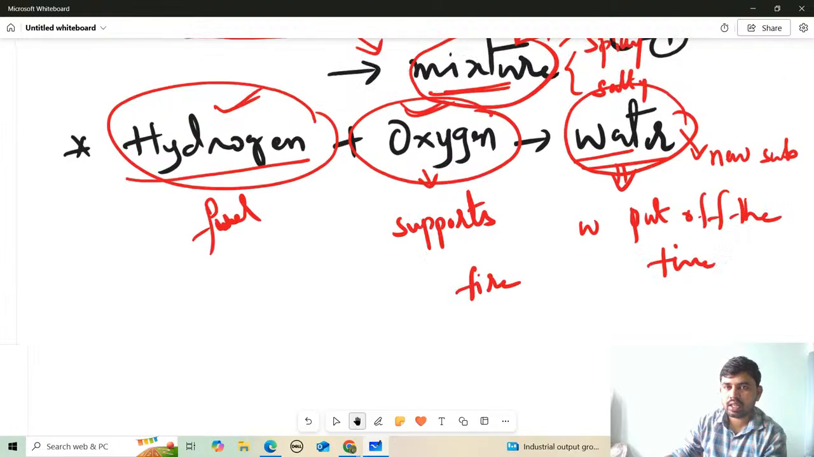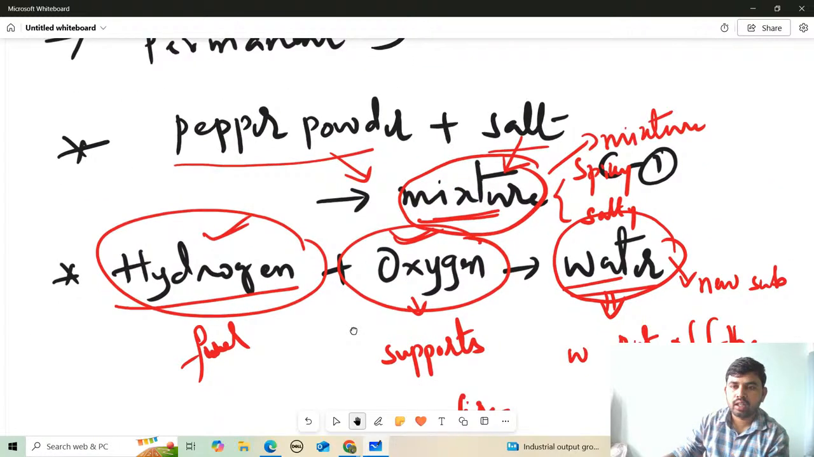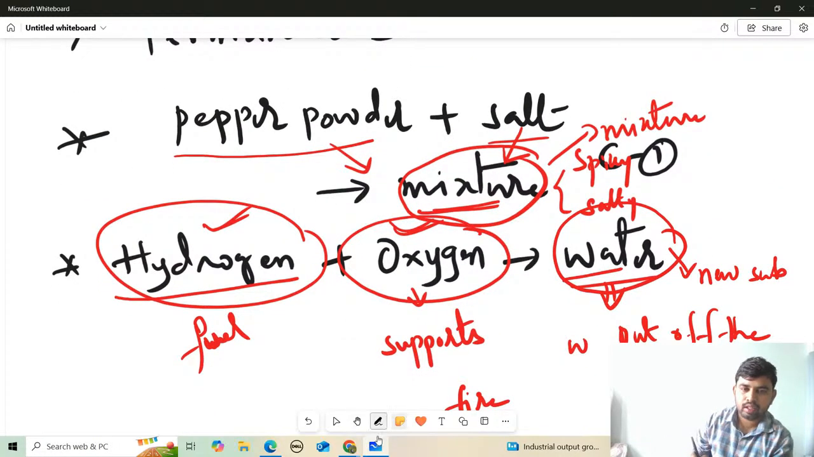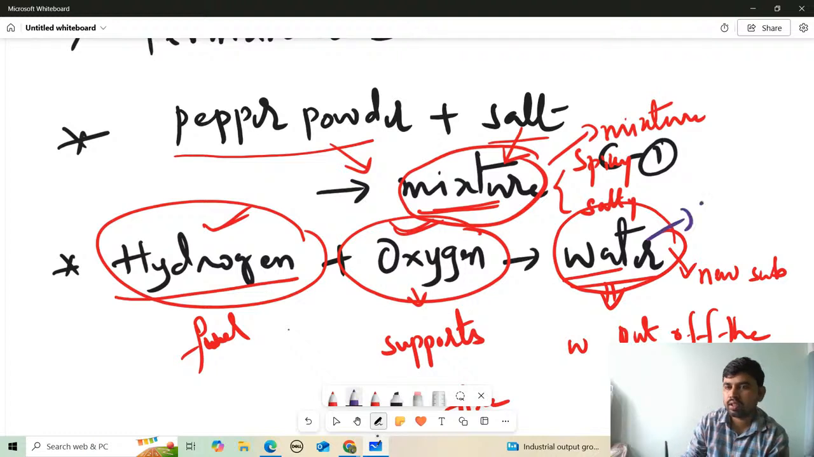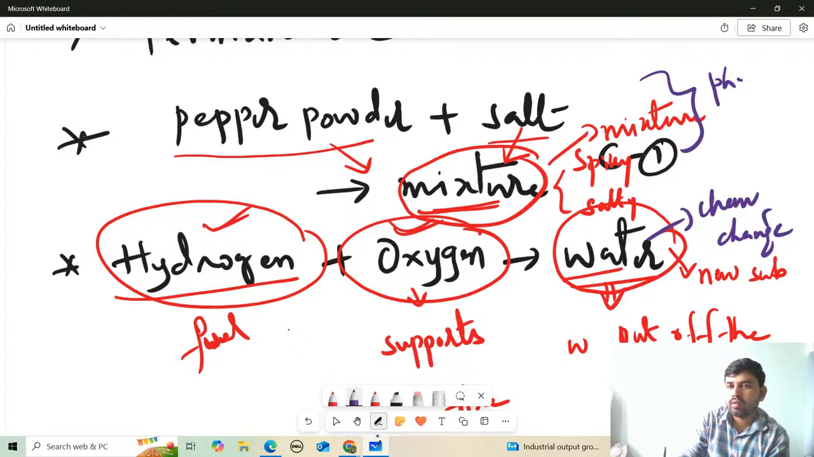Okay, so this second case, second example, we can give for the chemical change. This we can call some chemical change. Chemical change. This will be taken as what? So this is nothing but physical change. Why? Because the physical properties are changed here, not the chemical properties. Okay, physical change, because physical properties are changed. You can say, okay, physical change it is.